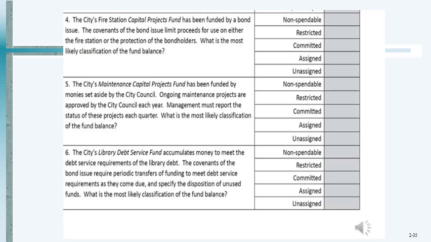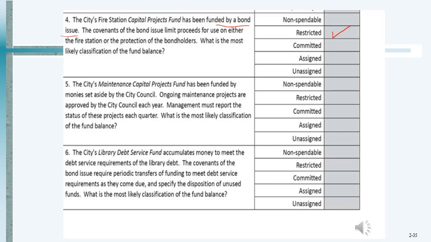So let's look at this exercise, okay? Because I know we give you a lot of words there, and then you're like, what is happening on that? So let's just look at this example, and I think you'll see the way this works. And so we have this fire station capital project fund. We have a bond issue, and we have to use the bond issue for the construction of the firehouse. So that money is clearly what? Clearly restricted. Remember the bond issue, that money's restricted, right?